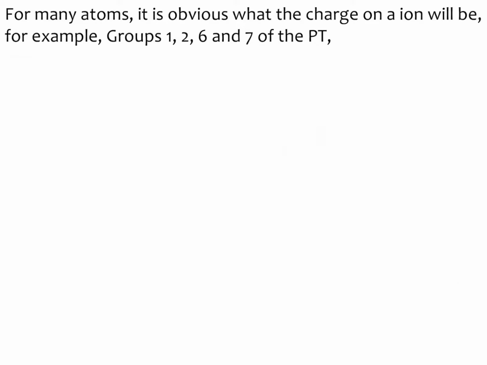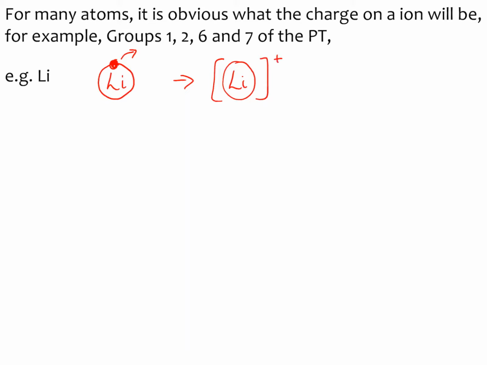So for many atoms, it's really obvious what the charge on an ion will be. For example, groups 1, 2, 6 and 7 of the periodic table. And if we take lithium as an example, as we just discussed with oxygen, we can talk about outer shell electrons. Lithium is in group 1, so it has 1 electron in its outer shell. In order to form a stable ion, it needs to lose that electron. So it forms a lithium ion with the outer shell now being empty, or the next shell down being the full outer shell, and this forming a +1 ion with an electron. So we know that lithium forms the Li+ ion.